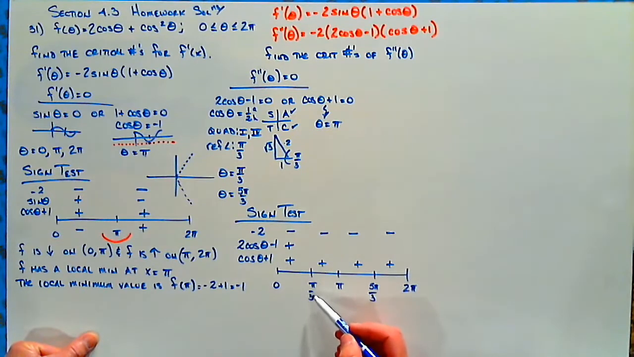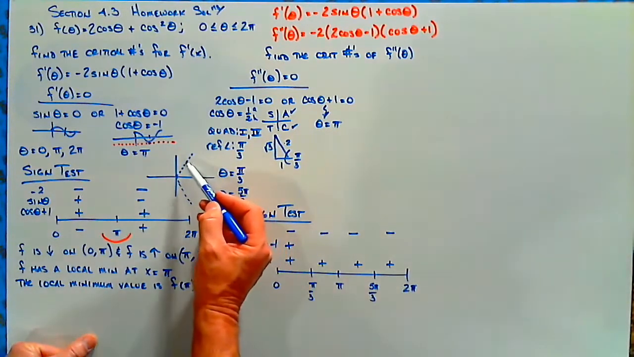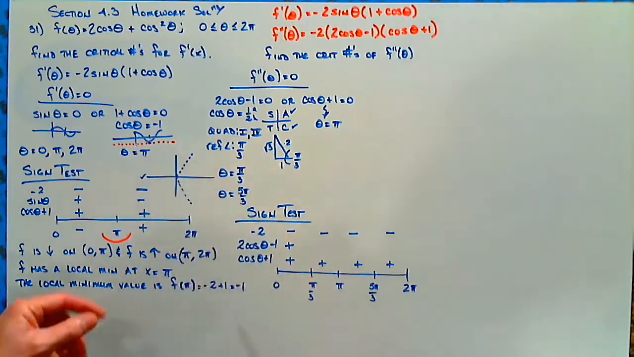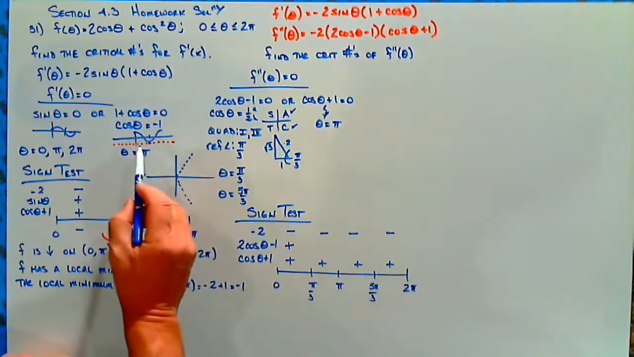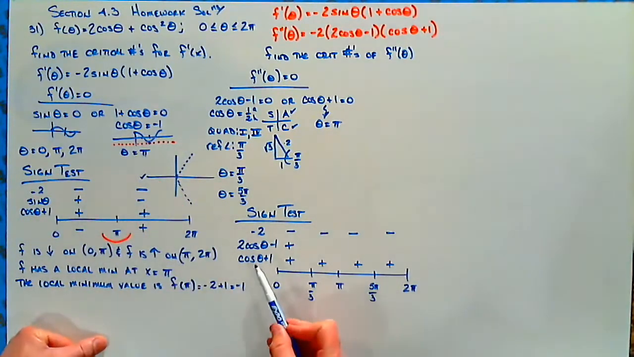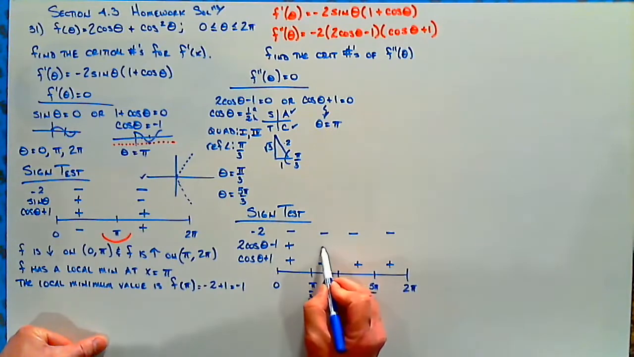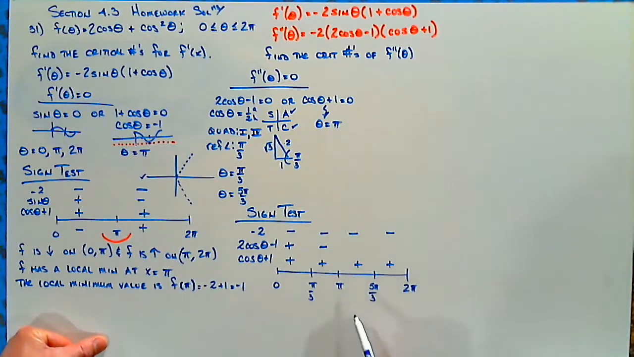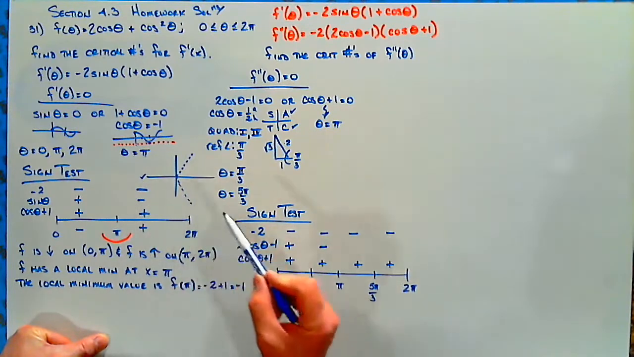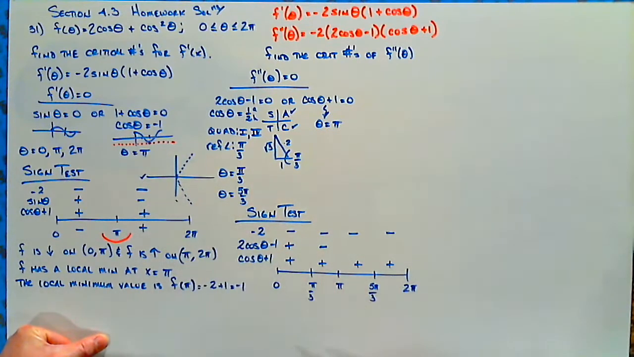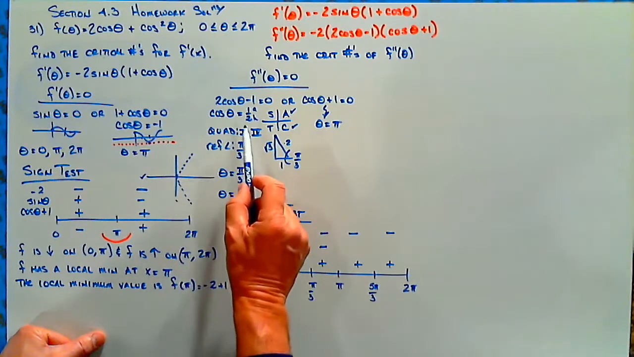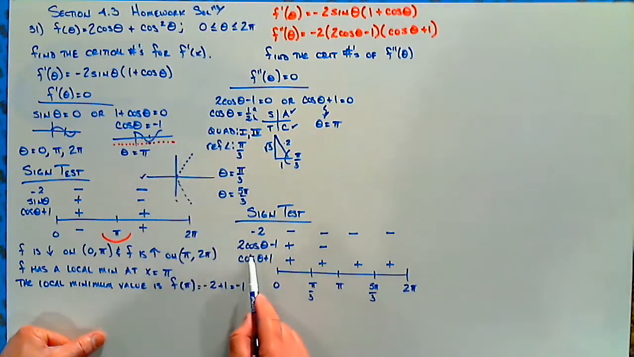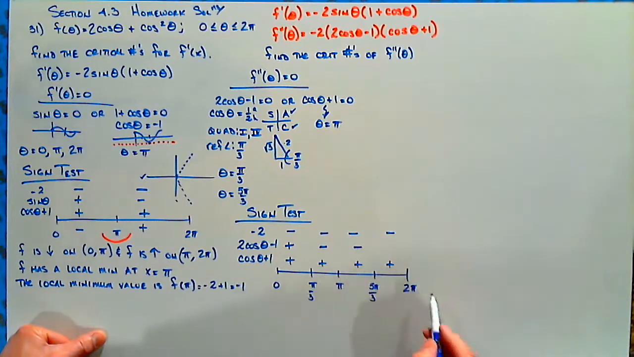Now we need a number between pi over 3 and pi. Remember, pi over 3 is here. Pi is way over here. So we could use pi over 2, right? We know cosine of pi over 2 is 0 from right here on this picture. So this is 2 times 0 minus 1. That's going to be negative. We need a number between pi and 5 pi over 3. We could use 3 pi over 2, right? 3 pi over 2 works fine. Cosine of 3 pi over 2 is 0, so that's 0 minus 1. That's also going to be negative.